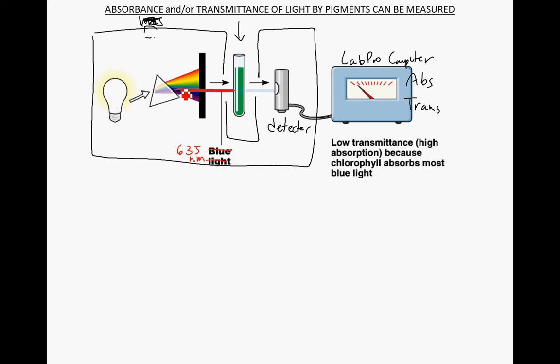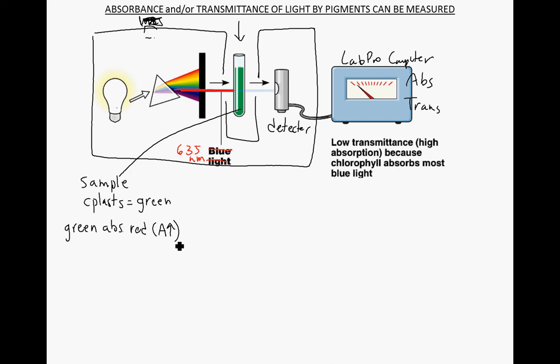So the question then is how much of that red wavelength of light, that 635, is going through the sample? Well, it depends on the sample. If our sample is a sample of chloroplasts, they are going to be green in color. So what do you know about green? Well, green is going to absorb red. Green absorbs red, so the absorbance would be high there.